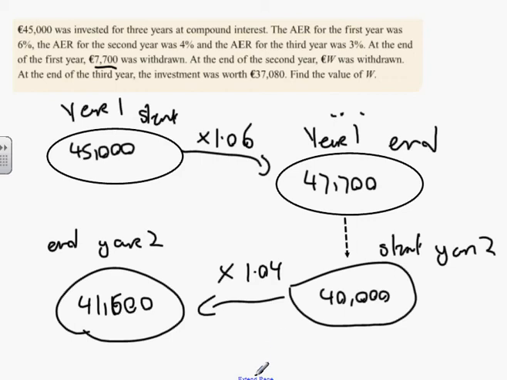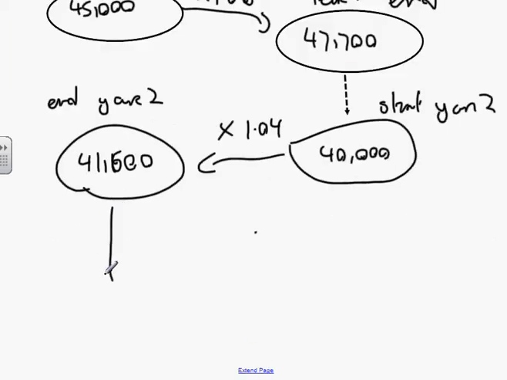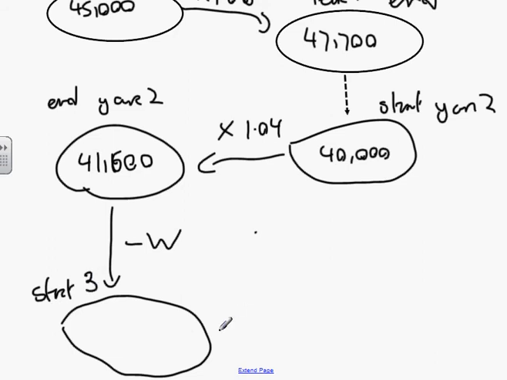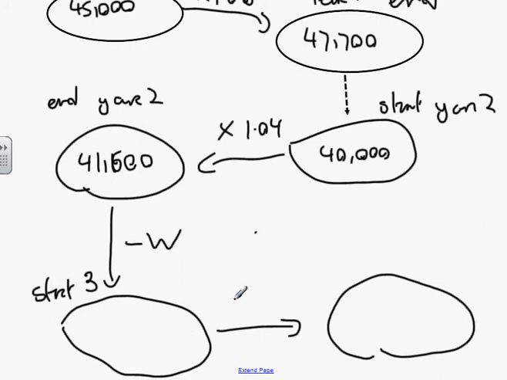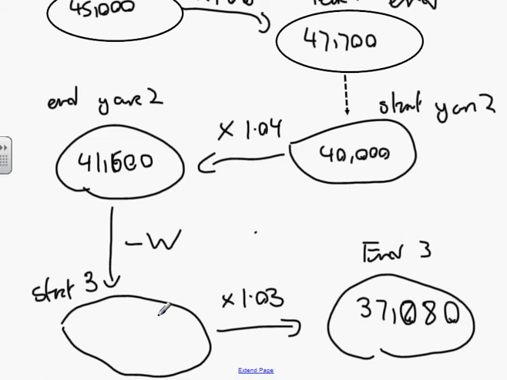And then at the end of year 2, we take away a certain amount of money, don't we? Minus W. We have no idea what's in this bubble here. That's the start of year 3. And then it gets multiplied by 1.03, because you get 3% added on. And at the end of year 3, 37,080. Now, you multiply the number by 1.03 to get 37,080. The reverse process is dividing by 1.03. And when you divide by 1.03, what do you get? 36,000.